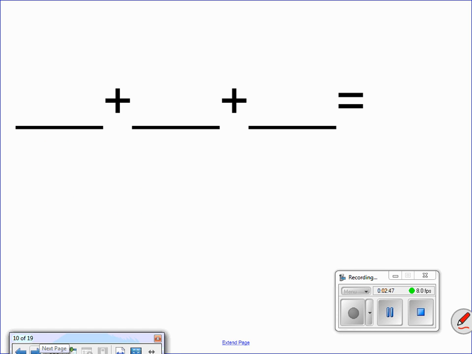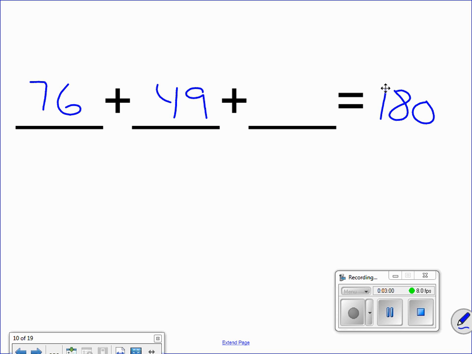Okay? Sometimes you're going to have to do it with 3 numbers. So let's say we're trying to get to the number 180 again, because today you're going to have to get to 180 often. Let's say I have 76 plus 49. What is my missing number? So now you're going to have to do multiple steps. First of all, you're going to have to add 76 plus 49. Got a 15, 8, and you have a 12. We have 125. Then we're going to have to subtract that 125 from 180.